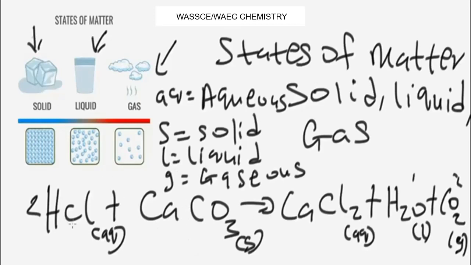So this hydrochloric acid is dissolved in water. This is the solute. So you can say it's a solid state hydrochloric acid dissolved in water. And also this calcium chloride, this is salt, this is acid, so this can also be seen as a solid state that is dissolved in water. So it's an aqueous solution. This is basically what you have to know about states of matter for chemistry.